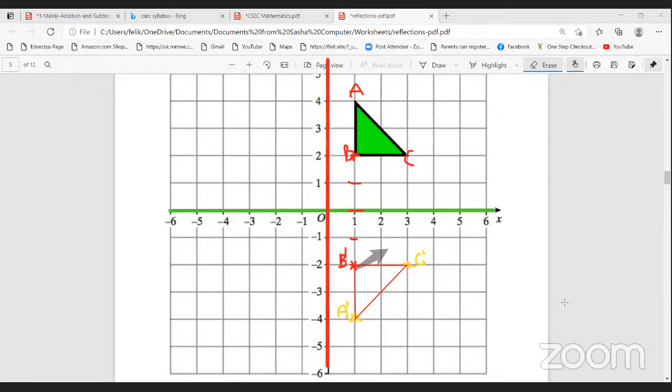Sometimes they will ask you to reflect the image. So that means you would have reflected A, B, C prime.